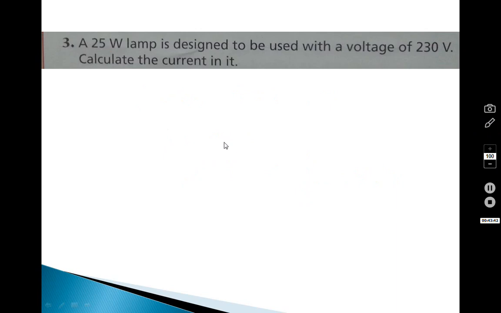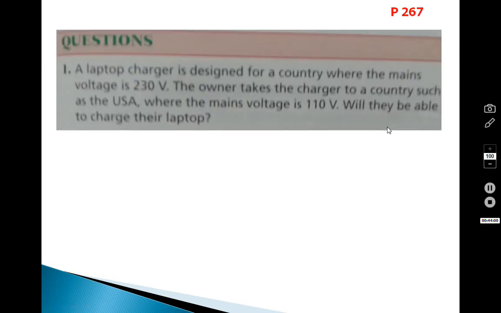The third one is for you. Try it yourself. It's very easy. We have a 25 watt lamp, designed to be used with a voltage of 230 volt. So we need to find I. It's very easy. I think now we will move to the next page.